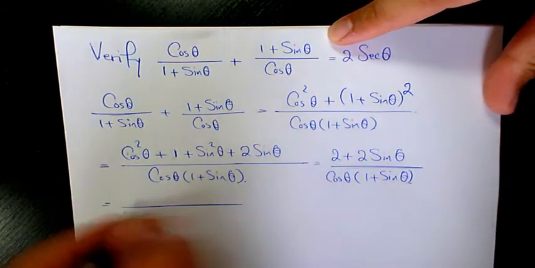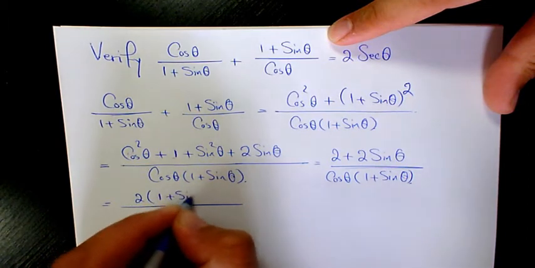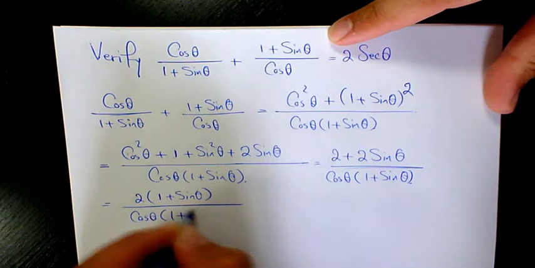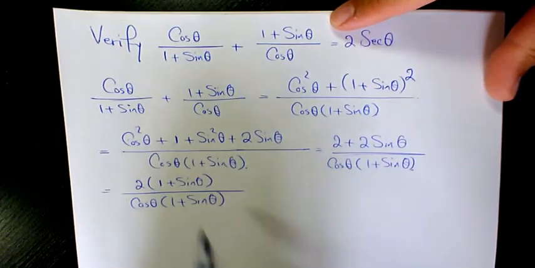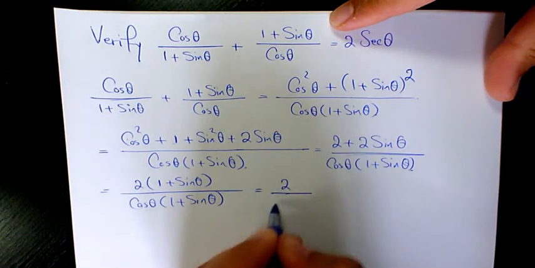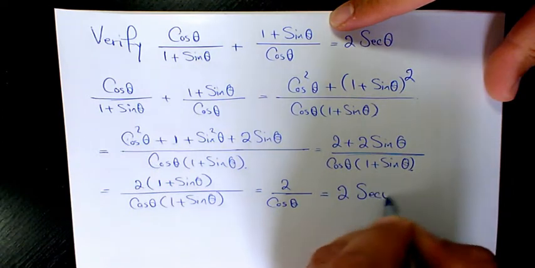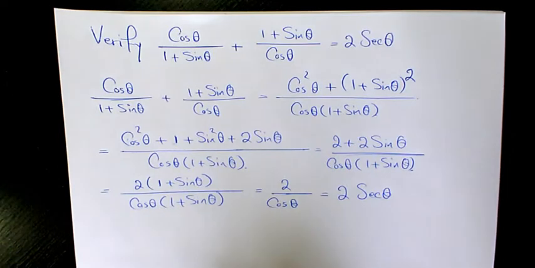Then you factor out 2. It's going to be like that. Write the denominator. As you see here, 1 plus sine theta is both in numerator and denominator, so we can cancel them. And you have 2 over cosine theta, which will be 2 secant theta, because 1 over cosine theta is the same as secant theta.